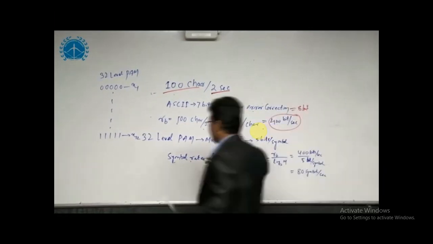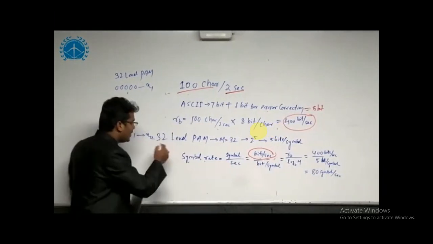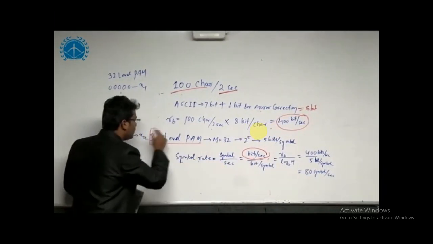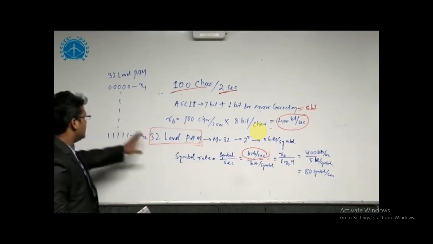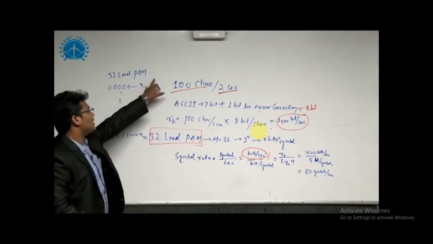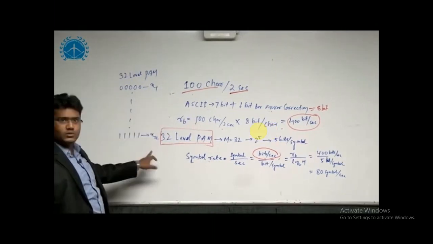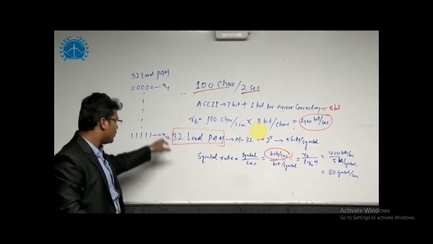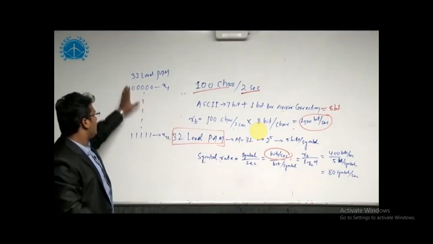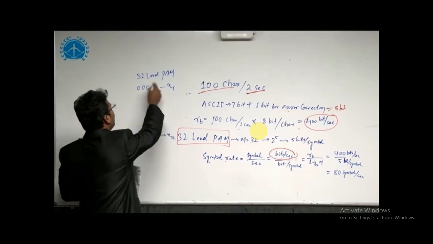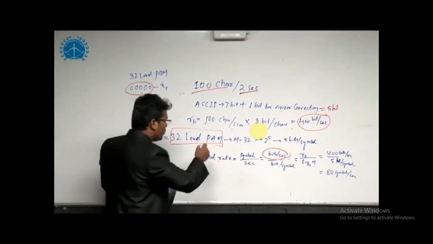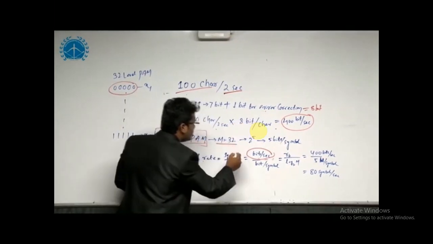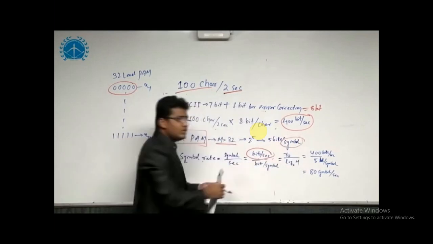So now, what I am using is 32 level PAM. In 32 level pulse amplitude modulation, there are 32 levels. See, my first level let it be x1 and my 32nd level x32. So I use 5 bits for 32 level PAM. I require 5 bits for each level. So now my M is equal to 32, and per symbol I am using 5 bits.